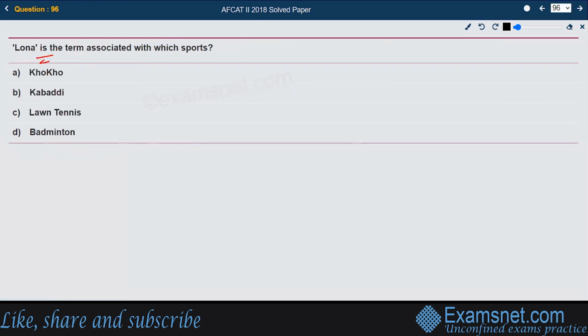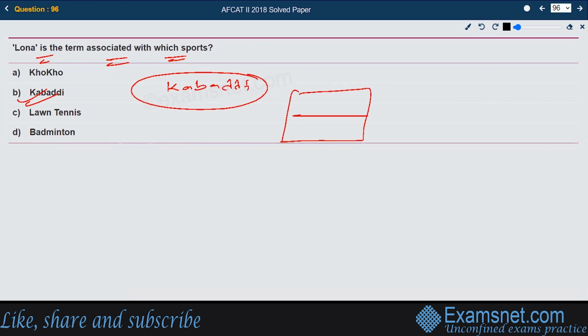Next, Lona is the term associated with which sport? The right answer is Kabaddi. Kabaddi is a famous Indian game, originated in India only, where we have two teams contesting. Each team contains seven players, and then there's a line. Each player goes and comes out. There is a Kabaddi league also originated in India, the Indian Kabaddi League. So Lona is associated with a sport called Kabaddi.